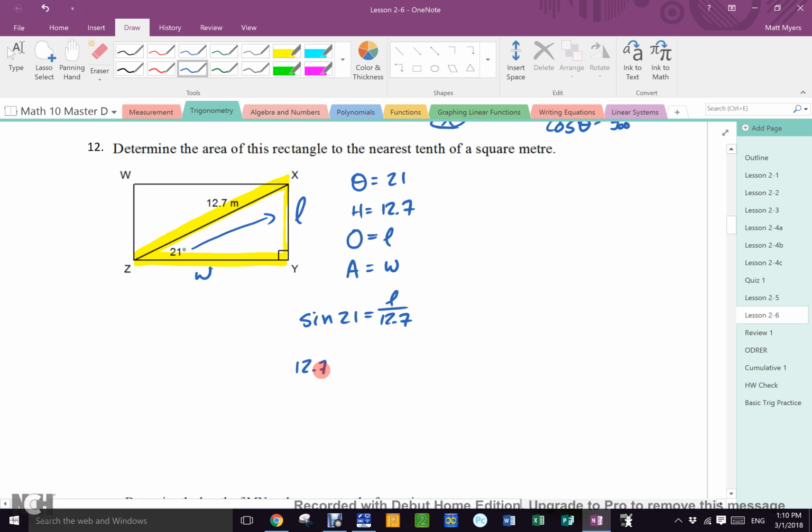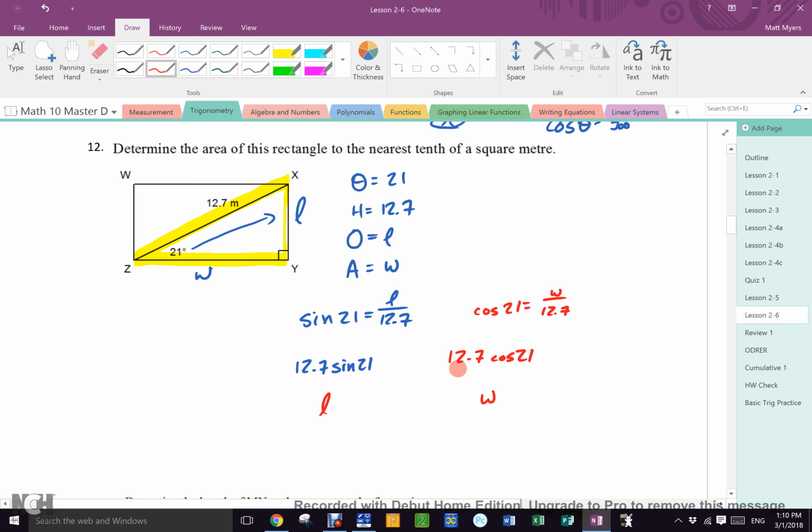Times 12.7 sine 21. Agreed? Everybody cool? Okay. Now, we said that cos 21 would be W over 12.7, yes? What would I do there? 12.7 cos 21, yes? That's L. That's W. How do you find area? Multiply L times W. Yeah.